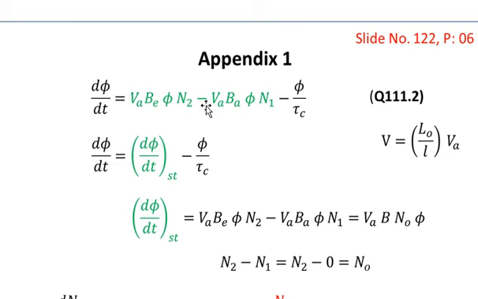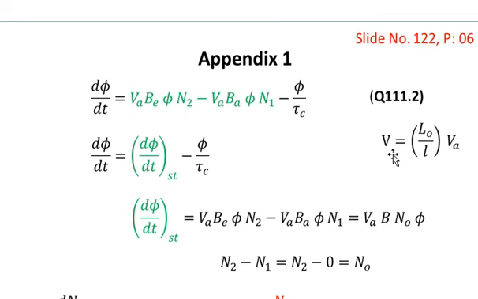So this term, which has been shown in green, is actually the change in the number of photons due to the stimulated emission process, because the first term is due to stimulated emission, and the second term is due to stimulated absorption. And we have combined these two terms and labeled them as dφ/dt with the subscript st.